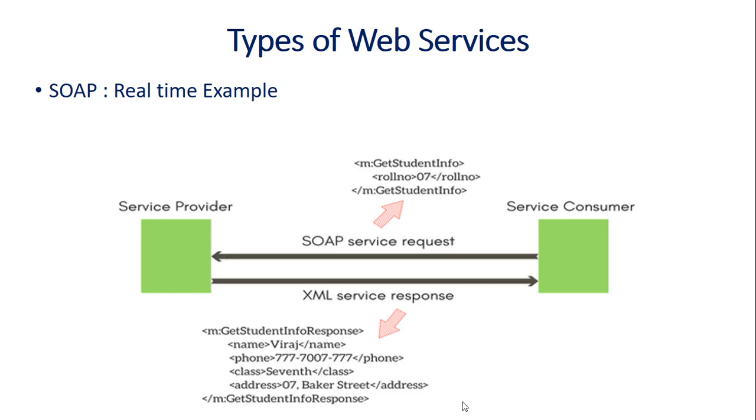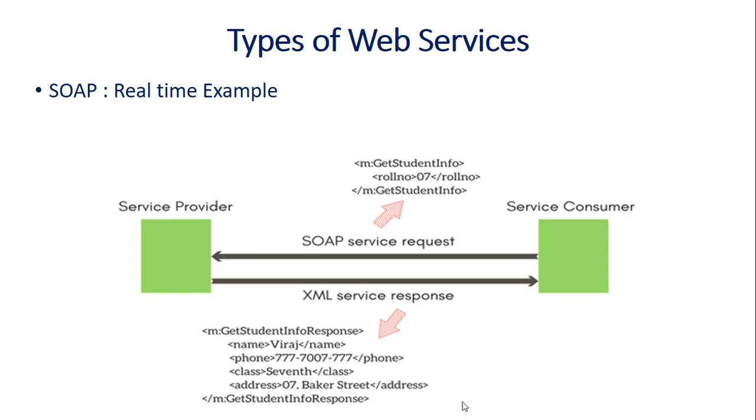SOAP was intended to be a way to do remote procedure calls to remote objects by sending XML over HTTP. If you look at the current software industry, you will find that SOAP is being used in enterprise applications, generally in legacy code. Today, the world is moving fast towards RESTful web services.